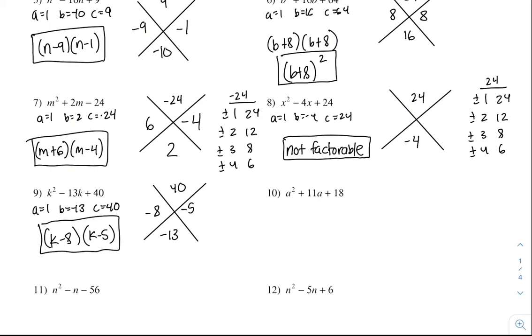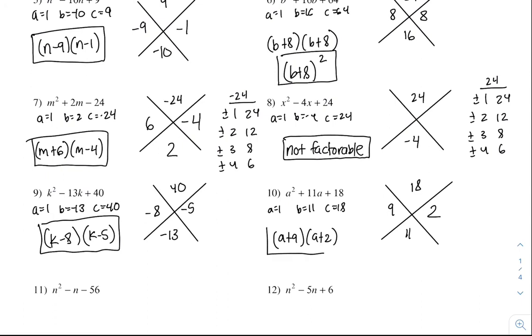And last one for part 1, you guys still have part 2. So A is equal to 1, B is equal to 11, and C is equal to 18. A times C up top, so that's 18. B on the bottom, which is 11. Two things that multiply to 18, but when added gives you 11. That is 9, and that is 2. And since A is equal to 1, we got A plus 9 times A plus 2.